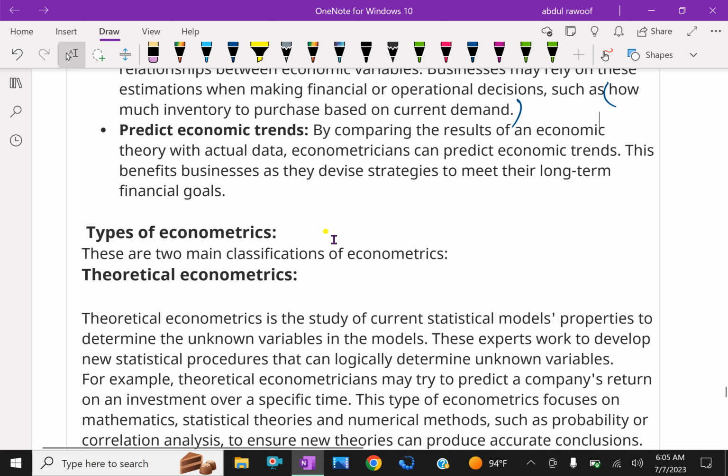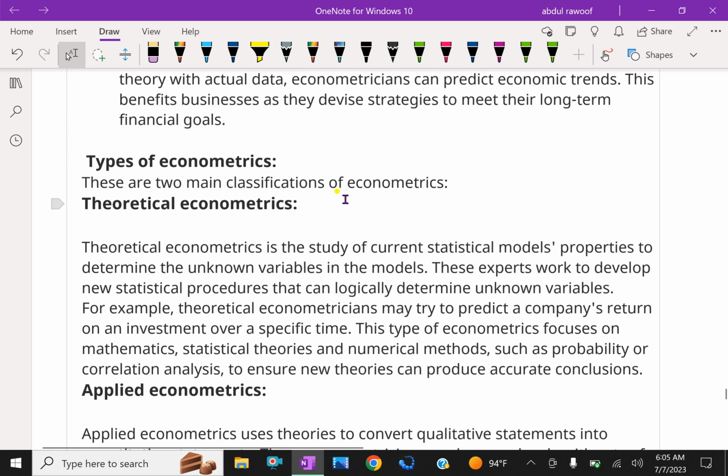Predict economic trends. By comparing the results of an economic theory with actual data, econometricians can predict economic trends. This benefits businesses as they devise strategies to meet their long-term financial goals.